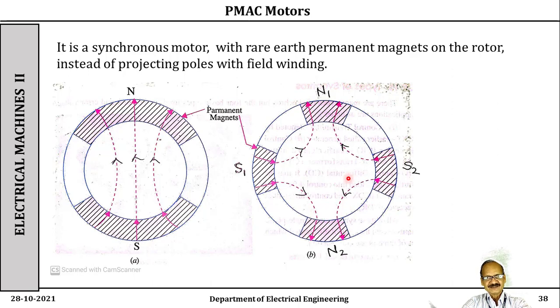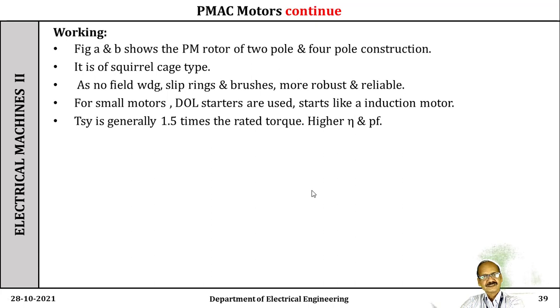Now within the magnet, the magnetic flux flows from south to north, and it completes its path via the air gap to the south again. So it is shown like this. The rotor is just like a squirrel cage rotor, and it has no field winding, no slip rings and brushes, so it is more robust and reliable.